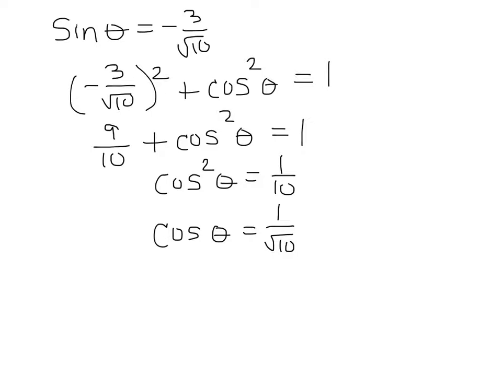Again, we are in quadrant 4, so the cosine value will be positive. You needed the secant of theta, so take the reciprocal, and the second answer to problem 1 is that the secant of theta is equal to the root of 10. You have now found the sine of theta and the secant of theta using Pythagorean identities.